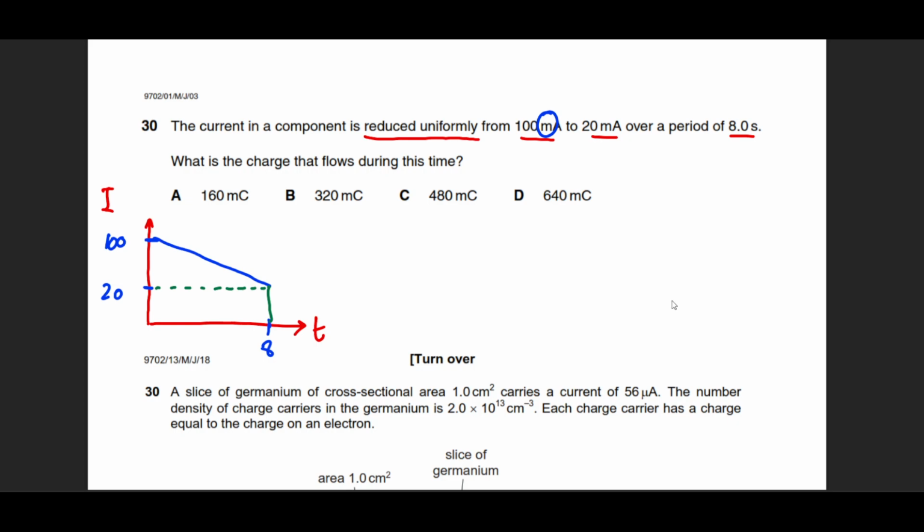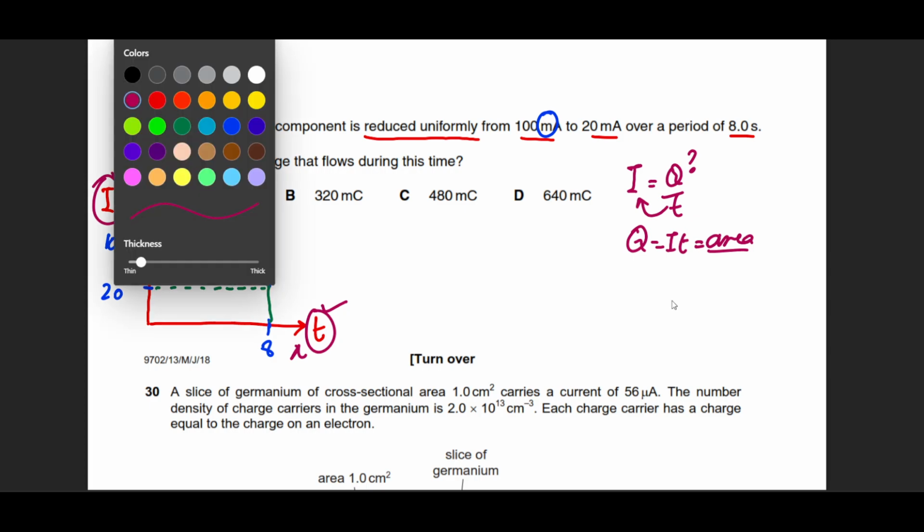It may not be obvious, but how can we do that? If I analyze the formula, I is equal to Q divided by T. I have T, and I want to find Q. So let's take it over and realize that Q is equal to IT. Now, how can I relate this to the graph? If I multiply I with T, or y-axis with x-axis, I realize that this is asking me to find the area under the graph, right?